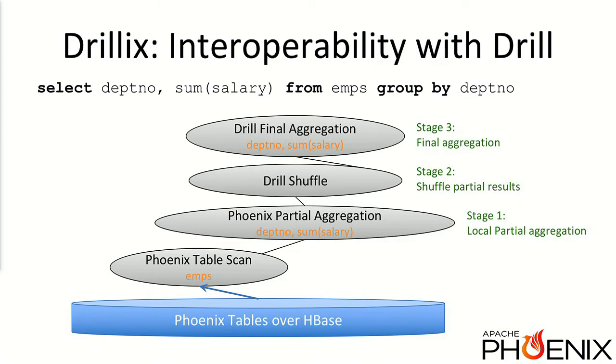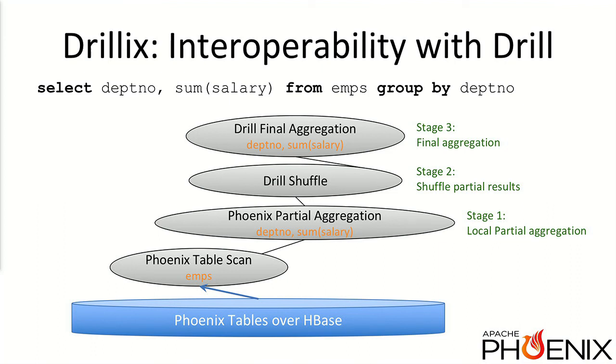So now let's look at our Drill and Phoenix integration. This is an example of how Drillix works with a group by aggregation query. Drill models aggregation as a multi-step distributed operation. And since Drill and Phoenix now work under the same compilation framework of Calcite, Drill can effortlessly obtain the table definition information in Phoenix, and it's also able to push down the table scan job as well as the first step partial local aggregation job down into Phoenix.